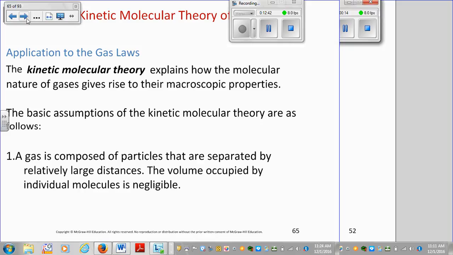Well, let's look at the kinetic molecular theory, how it gives rise to the macroscopic, or everyday, properties of gases. So, kinetic molecular theory says a gas is composed of particles that are separated by relatively large distances. So the gas is mostly empty space. If it's mostly empty space, you can push the molecules together. Nothing to block you. So gases are compressible.